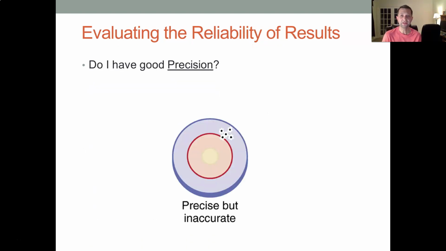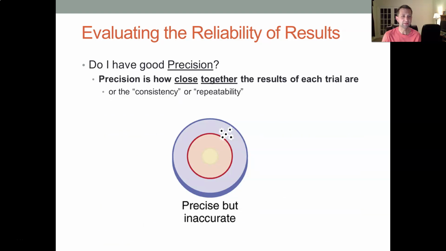So do I have good precision is something else we want to ask ourselves, and precision is how close together the results of each trial are. So I mentioned on the previous slide you want to do at least 3 trials and have your results of all 3 be relatively precise. So that means you are consistent, and that means your procedure that you're performing is repeatable. So you're able to do the same procedure over and over again and get similar results.